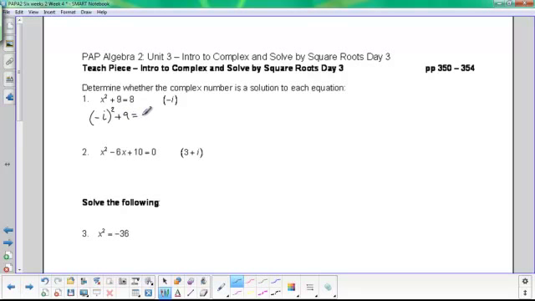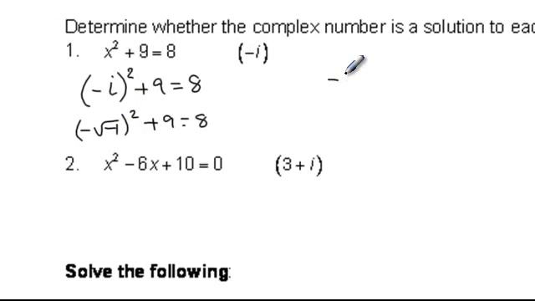Plus 9 equals 8. So that means I get the negative square root of -1, squared, plus 9 equals 8. When I square the negative, it becomes positive. When I square the square root, it is removed. What's left is -1 plus 9 equals 8. -1 plus 9 is 8. 8 equals 8. Therefore, that is a solution, yes.